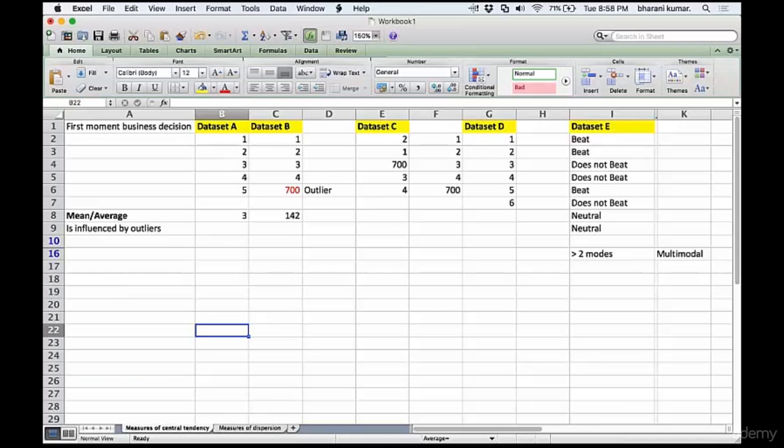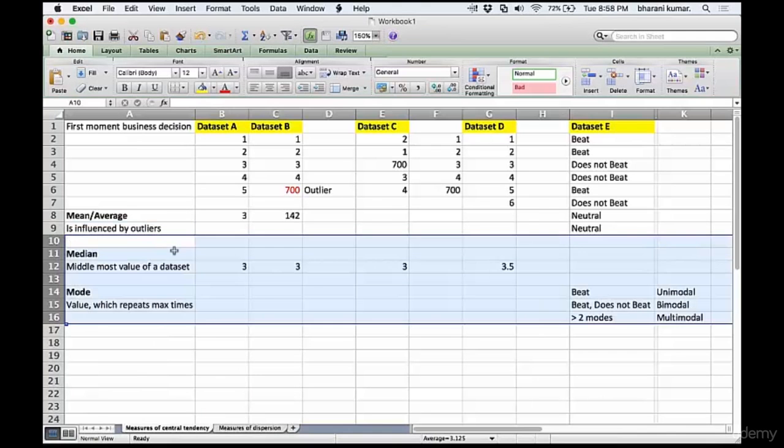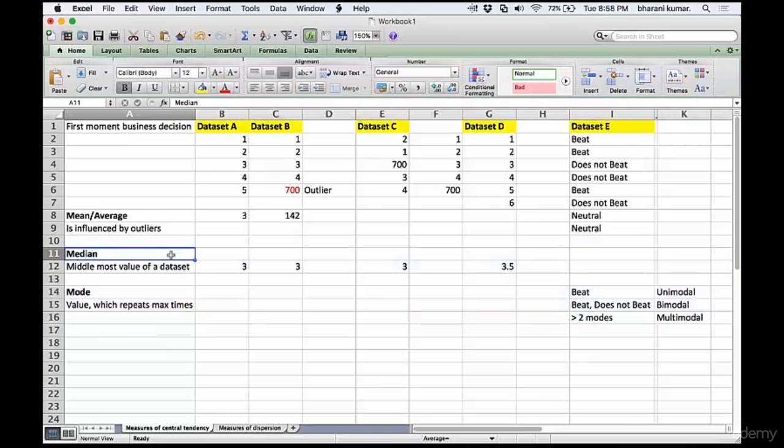If there's a problem with mean, and if the mean is influenced by outliers, what is another best measure? Another best measure here is median. By definition, median is the middlemost value of a data set. Here, 1, 2, 3, 4, 5, the middlemost value is 3. And in dataset B also, the middlemost number is 3.